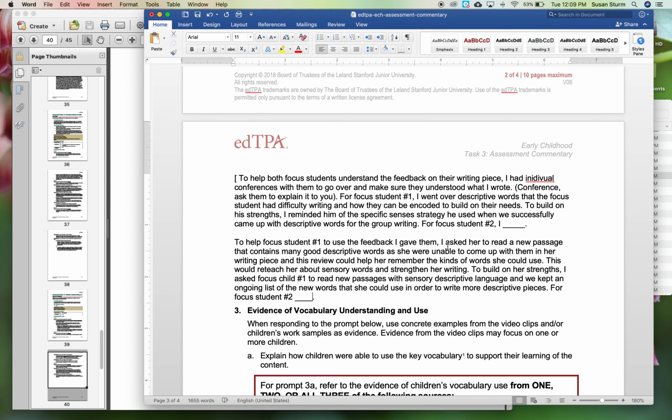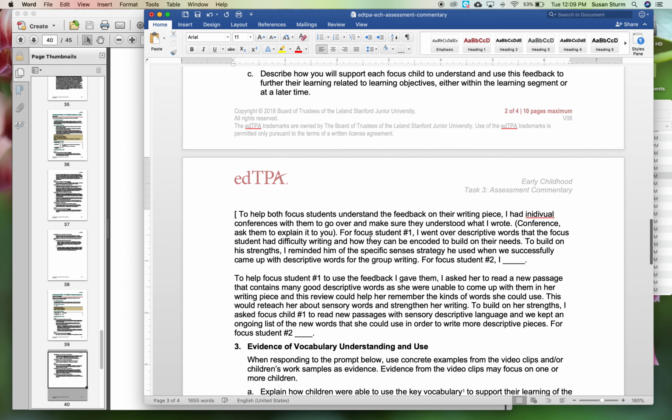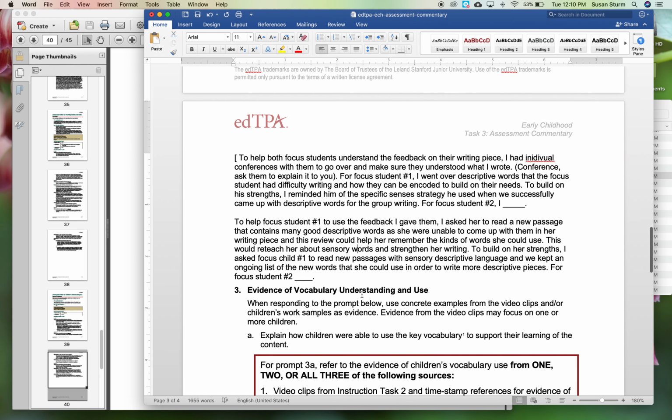So this answer is going to be quite long because you need a whole, so this is for focus student 1. You basically need a repeat of that for what you're going to do for focus student 2 in terms of how they will understand the feedback, how you can help them to understand the feedback that you gave. And then this paragraph on how they're going to use the feedback is all about focus student 1, and then you need to repeat the same structure for focus student 2 with new information on how you're going to help them to actually use the feedback.